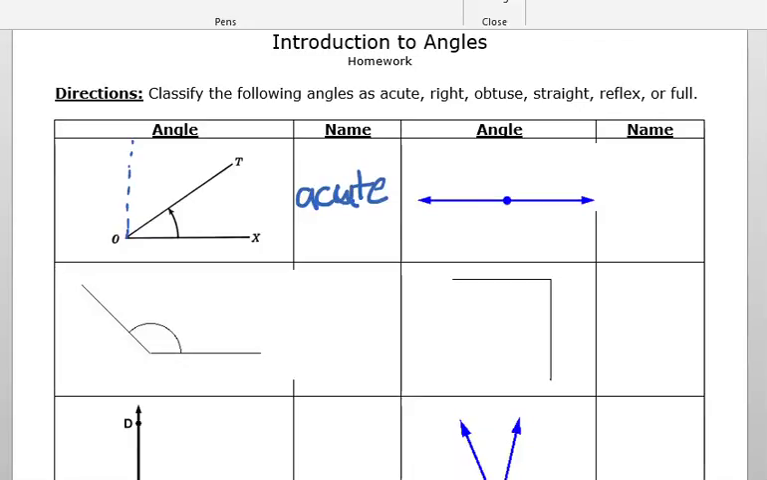This angle looks to me like a straight line, so I'm going to guess that this is a straight angle. If this was a problem, I would want the problem to say this is a straight line, but in this case, we're going to assume. Here I have an angle that is more than 90 degrees, because this were my 90 degrees, and less than a straight line, so that's obtuse.